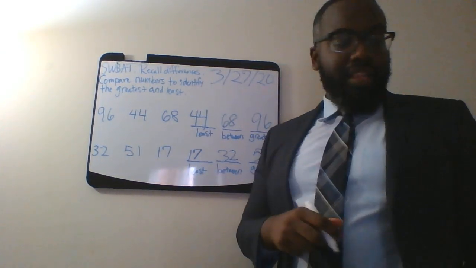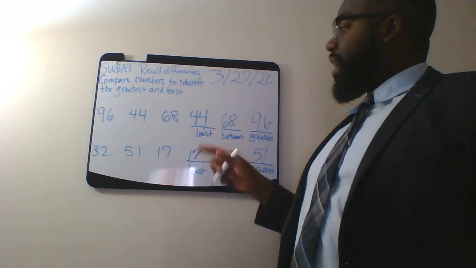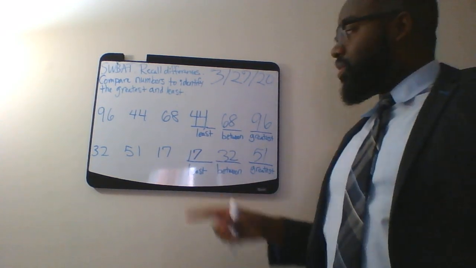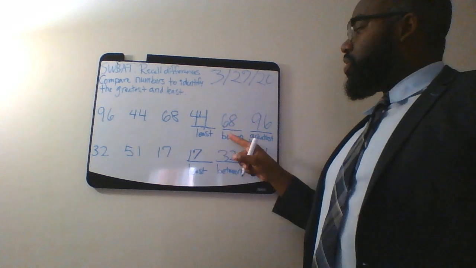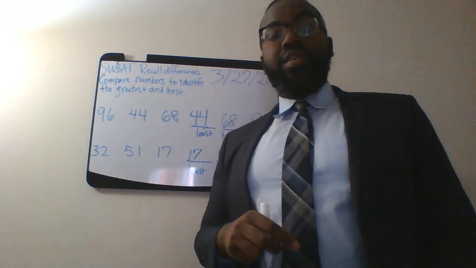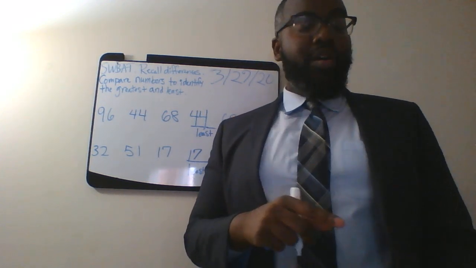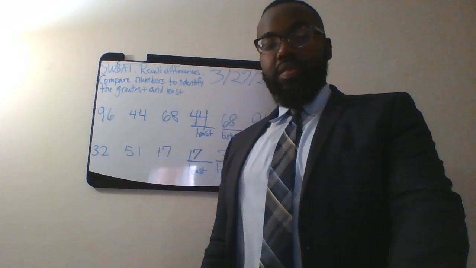So as you look at number 2, you do the same thing. You figure out of the three numbers what's the least, what number goes in between, and which number is the greatest. Make sure to take your time when you work with the three numbers.